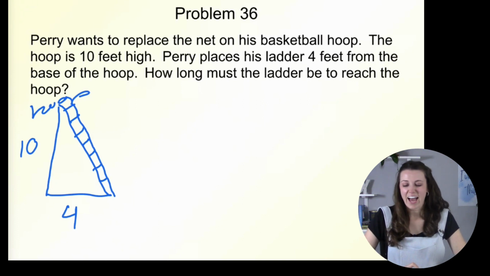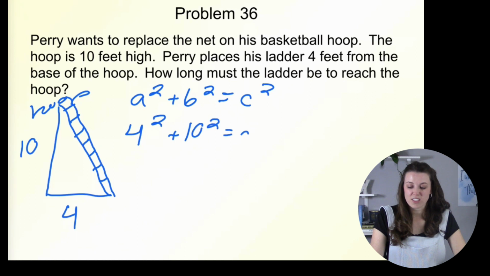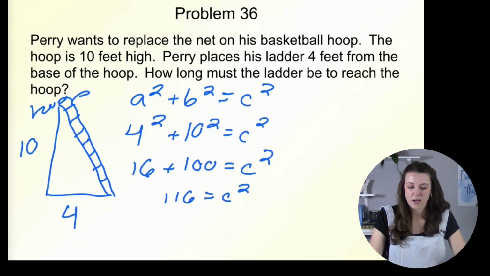But anyway, how long must the ladder be to reach the hoop? So we're just doing the same thing we did in the last one, where we're going a squared plus b squared equals c squared. So 4 squared plus 10 squared equals c squared. So 4 times 4 is 16 plus 10 times 10 is 100 equals c squared. Okay, so 16 plus 100 is 116 equals c squared. Then we're going to do the square root of 116 equals c.